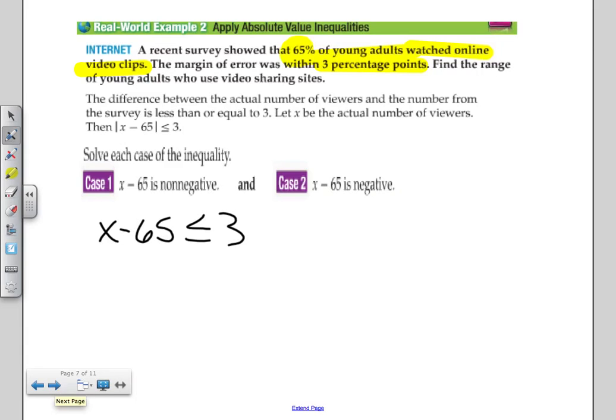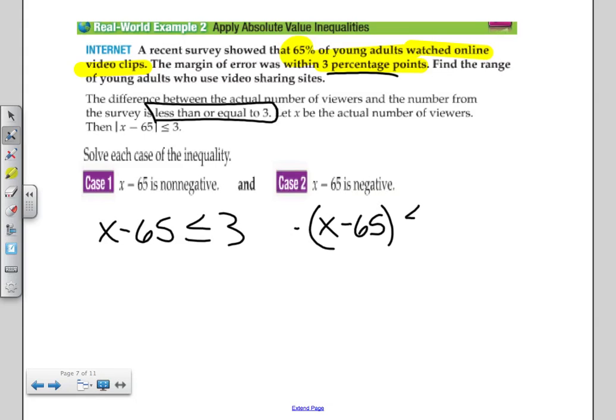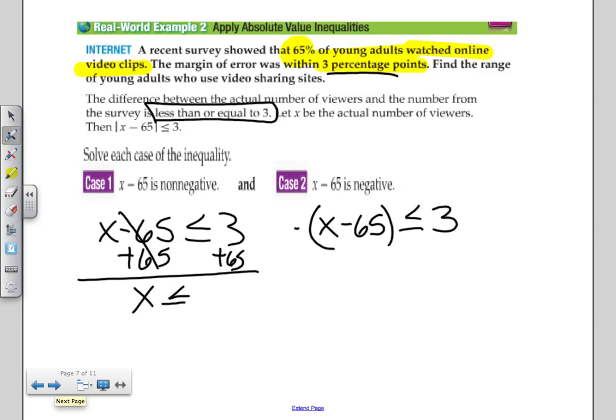Right? Because the difference is less than or equal to 3, to those 3 percentage points. And we'll have x minus 65 is also the negative of that, right, is less than or equal to 3. So if we solve for that, we add 65 on both sides, and we find out that x is less than or equal to 68.